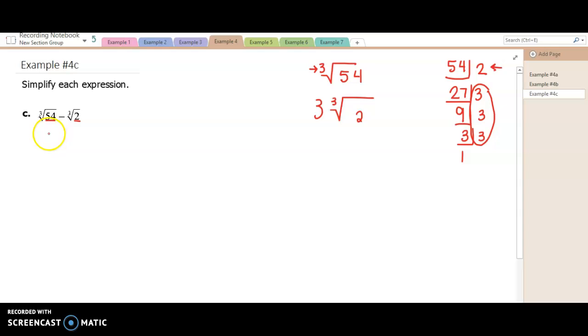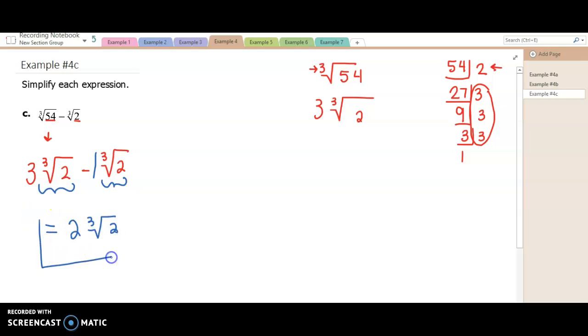Okay, so I'm going to rewrite this. This is 3 times cubed root of 2 minus cubed root of 2. Okay, and if it makes your heart feel a little better, we can put a 1 there as a coefficient if that makes it easier for you. So now we have cubed root of 2 over here and cubed root of 2 over here. So we can simplify this as just 3 minus 1 is 2, cubed root of 2, and that is our final answer.